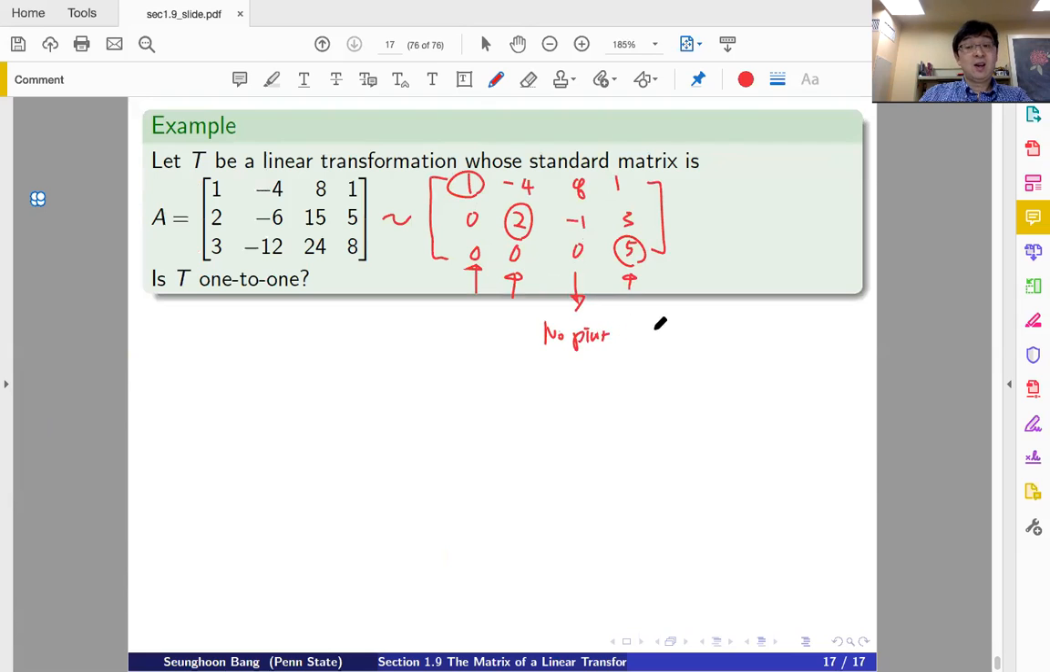What does it mean? Here, not each column has a pivot. So what is the final answer? T is not one-to-one. Not one-to-one, right? What does it mean? You can change it to Ax = b. For some b, the equation has infinitely many solutions, not a unique solution. So this is the idea.